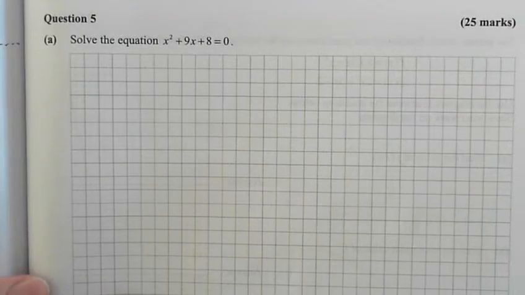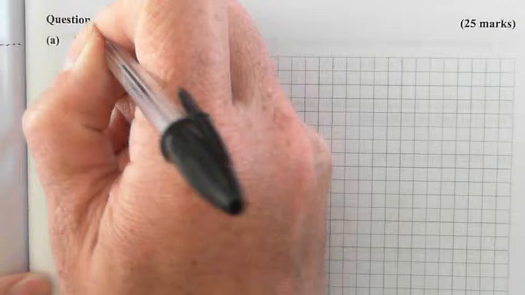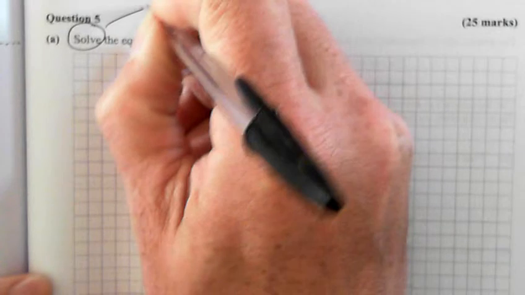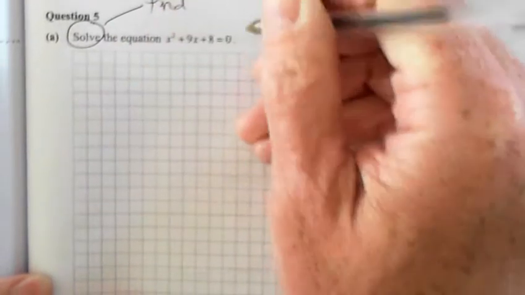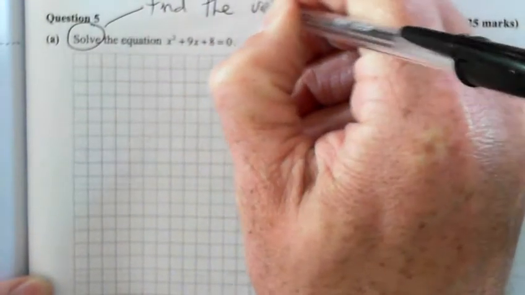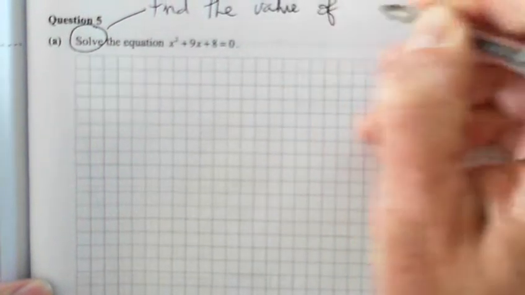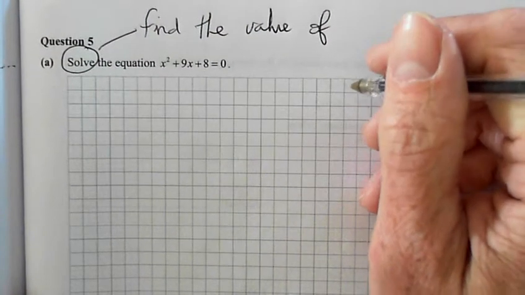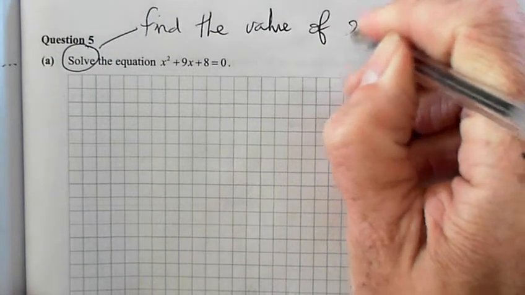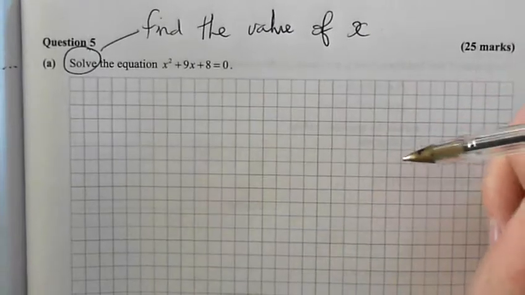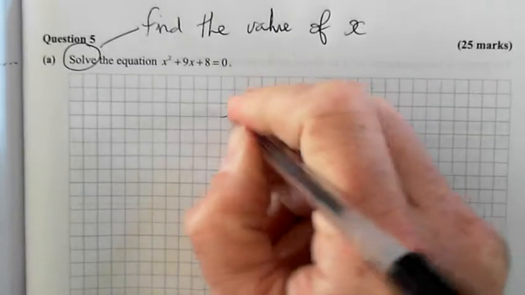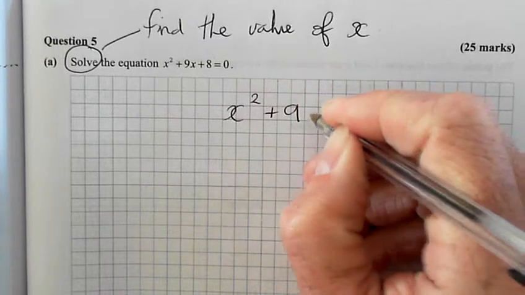Simplify means simplify, but solve means find the value of. What page is this? 169. Find the value of, in this case, the letter that we don't know. Find the value of x. Right, so the best thing to do is always write the equation first.